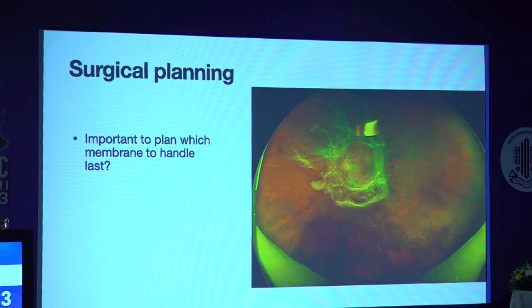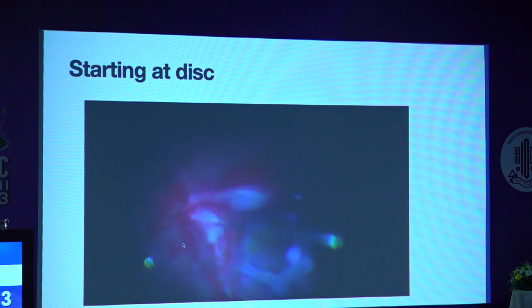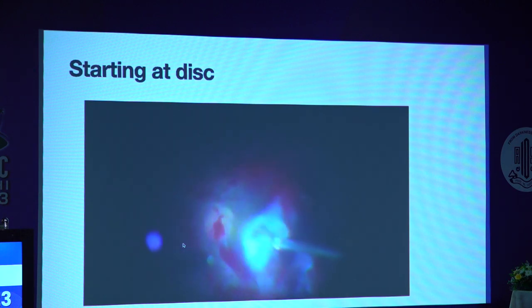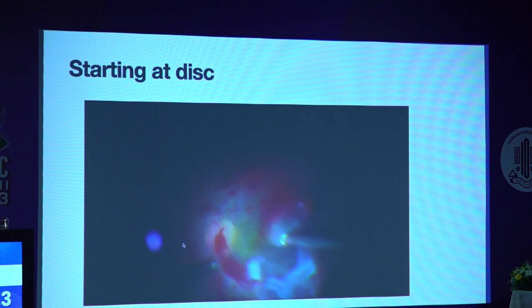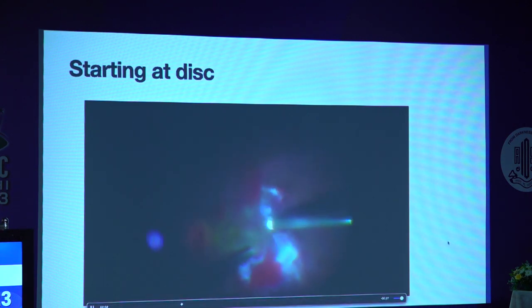And when you're planning for surgery, it's important to know where to start and also which membrane to handle last. In this kind of case, this is the membrane that you see down, where probably you'll require bimanual surgery. So it's better you handle that last, finish all the other membranes, and then come finally to this membrane, instead of trying to directly go and remove the densest, most adherent membrane. And starting at the disc, when there is no retinal detachment surrounding it, is the best place to do your dissection.